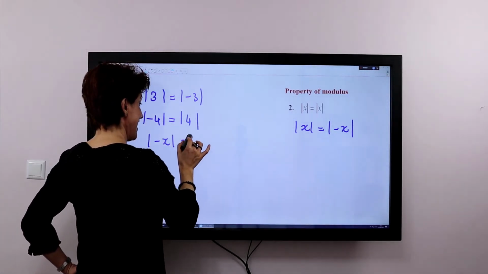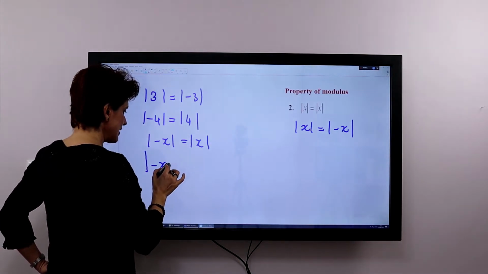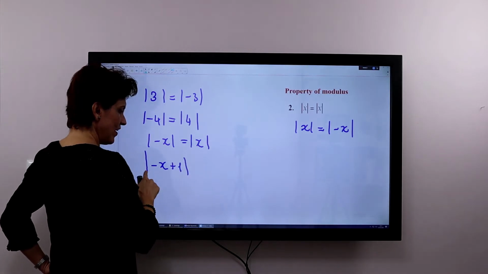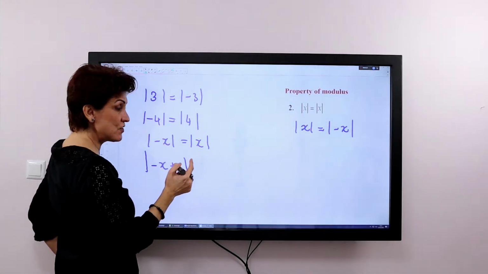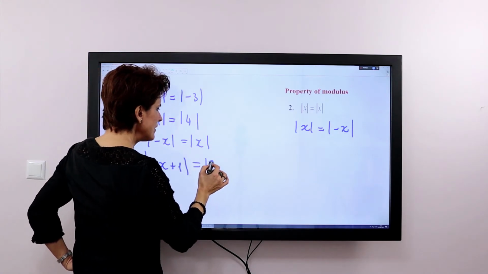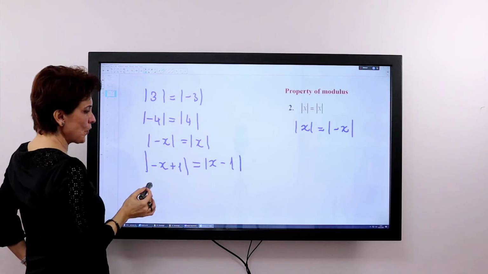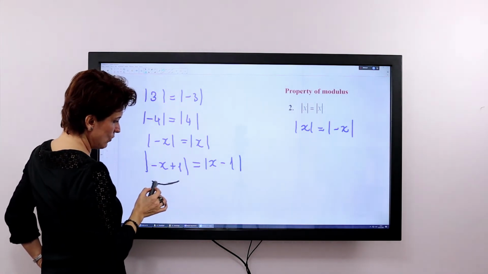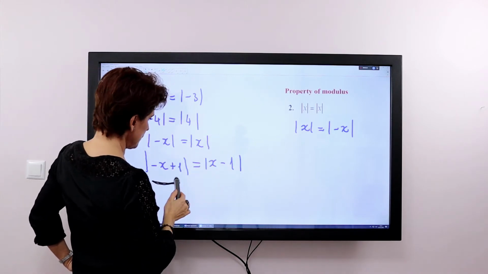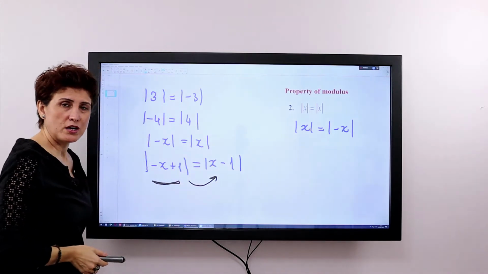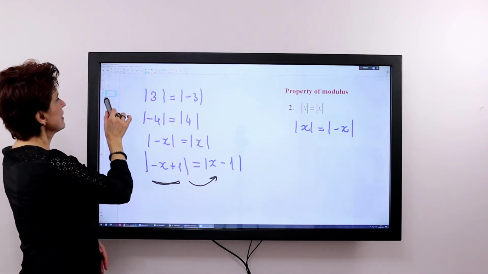-x, x, be careful. One more, -x plus 1. If I multiply inside by negative, it means changing sign. What I wrote, sometimes to make your brain mix up, we are going to write this. However, if you know this property, you can convert and we can solve the question easily. For this reason, I think it's important.